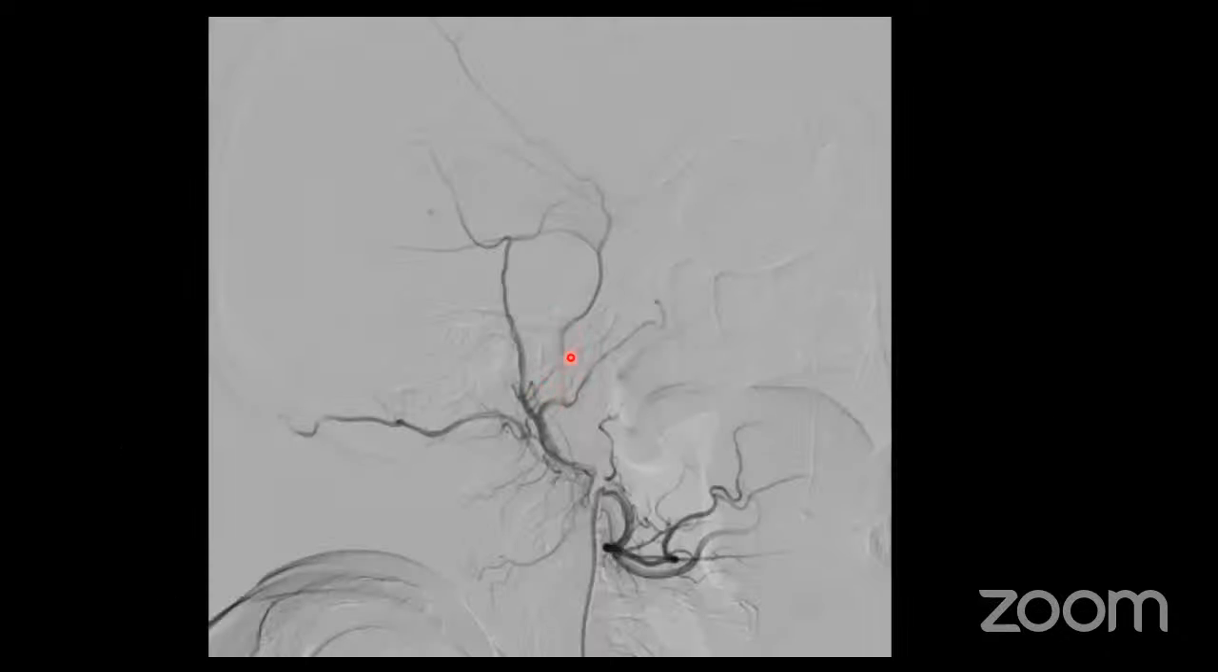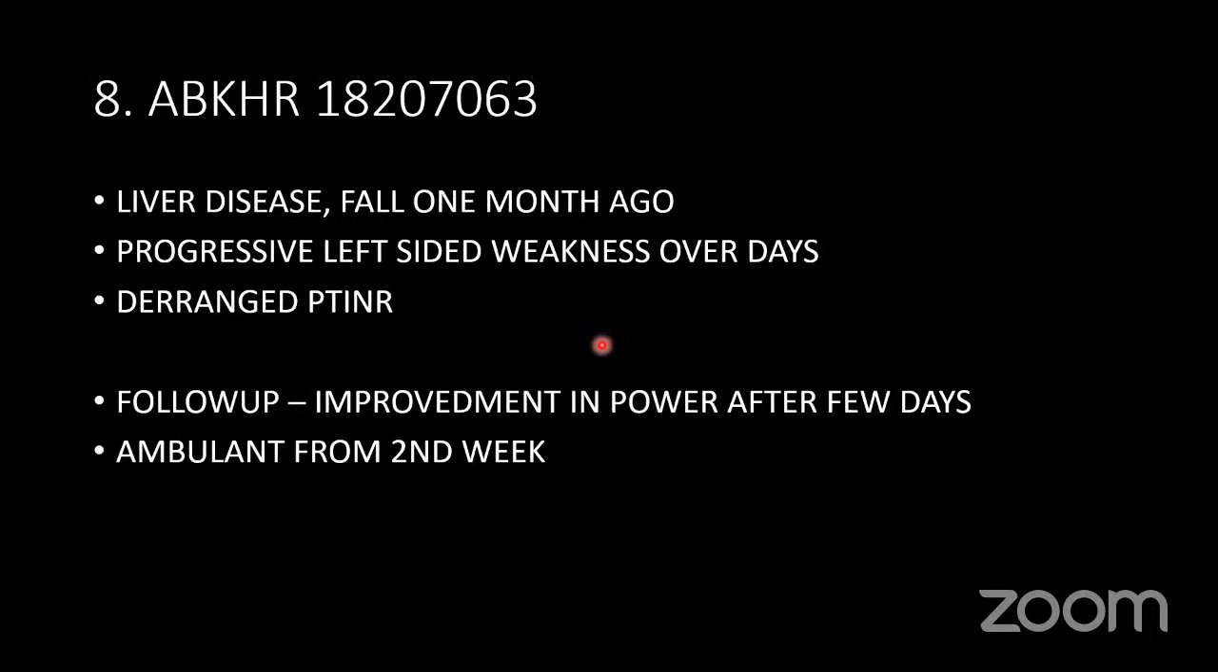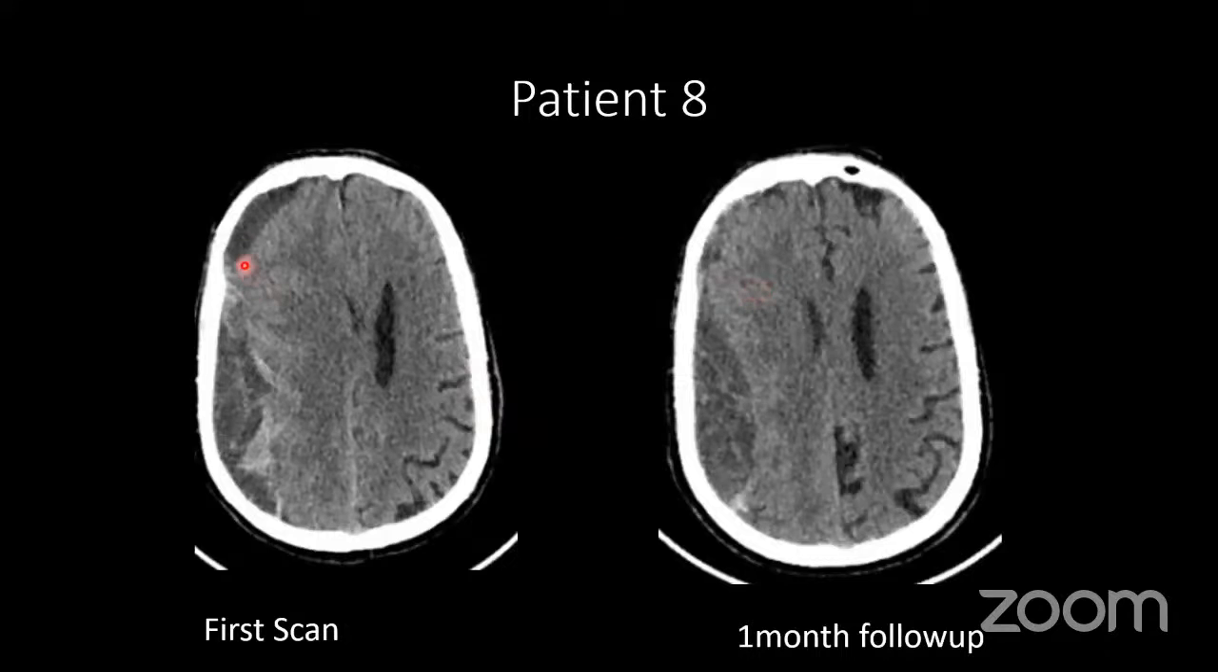And this was the middle meningeal artery. And this is the slight reduction. First month follow-up scan showing slight reduction. And next patient, liver disease with deranged INR, prolonged APTT was there. And patient became ambulant from the second week. So this part of the hematoma got relieved. This part was persisting, but symptomatically he was better, and he is presently under follow-up.